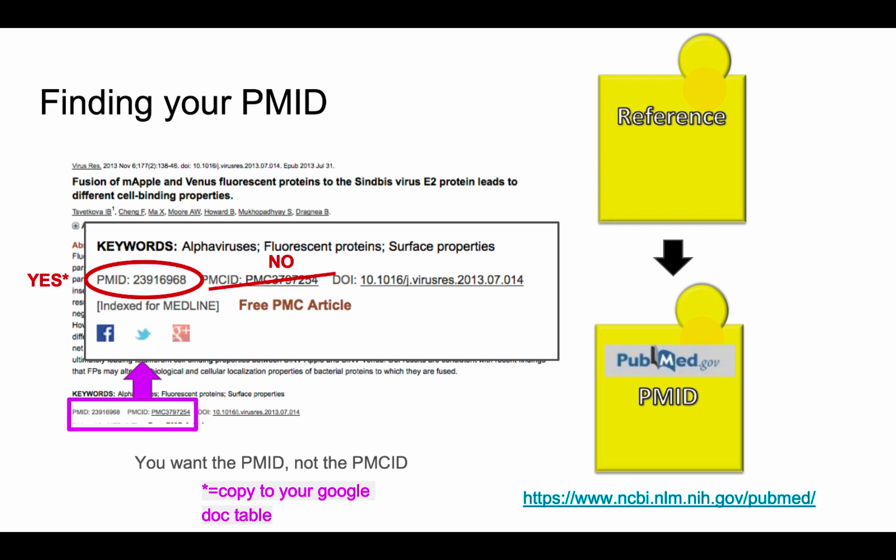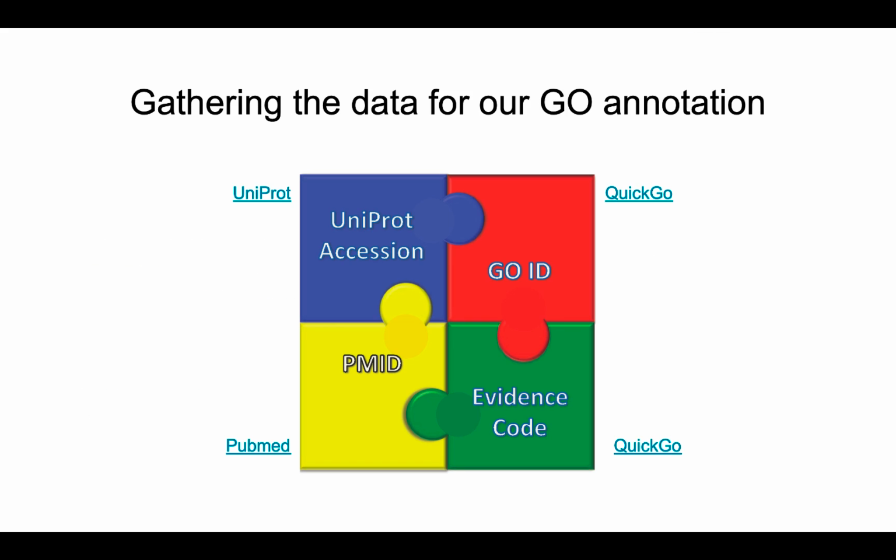Often, if you just copy the title of the paper and paste that into Google, the first link will be to the PubMed page, and you can get this easily that way. So that one's the easy one.